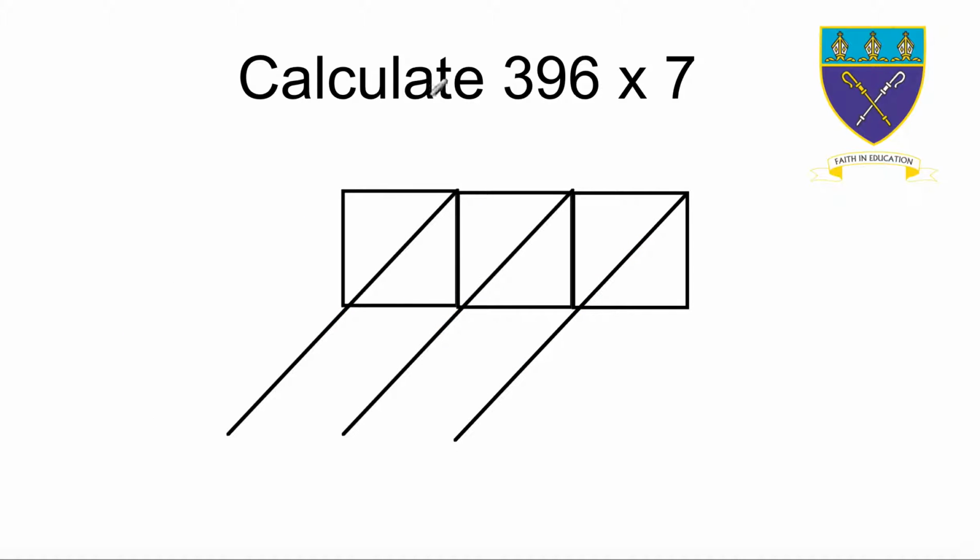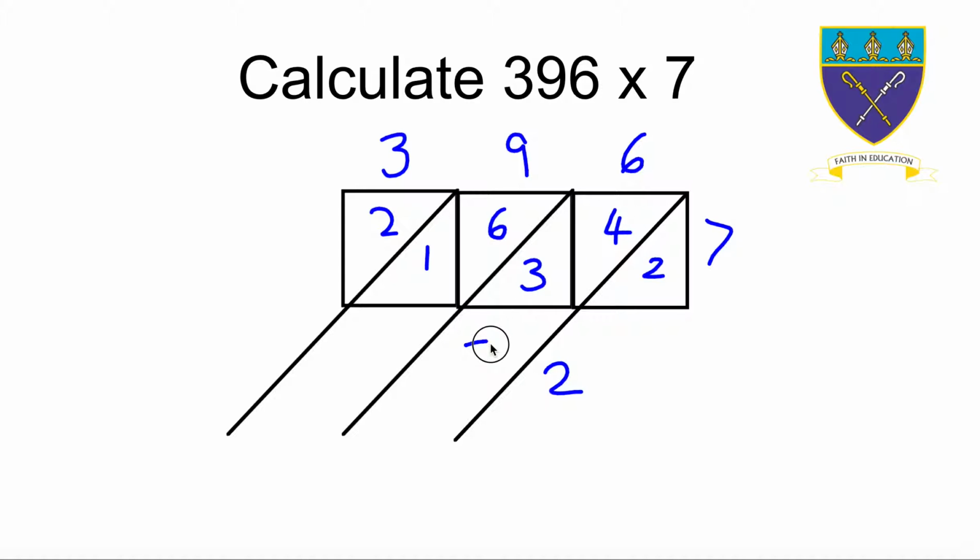Again, I could have used Chinese multiplication to solve this. This time, instead of writing 300, however, I would write just the 3. So 3, 9, and 6 times by 7. That would give me the 42, that would give me the 63, and this would give me the 21. So tens in the top box, units in the bottom box, add in the diagonals, so we get 2, and then we get 7, 7 again, and 2.